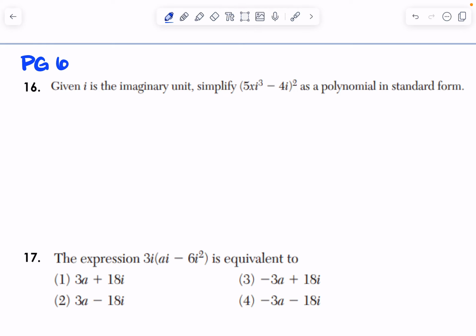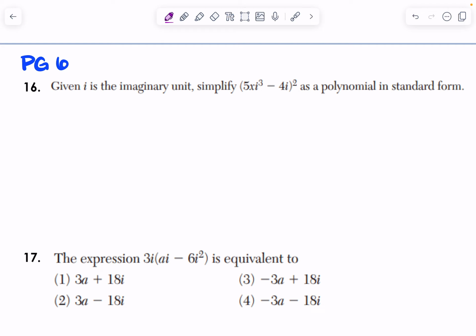Hey guys, we're going to be starting on page 6, number 16. Let's do a review of what we went over today with the imaginary and complex numbers. So page 6, number 16. This is a Regents problem. And like I said, this is a common type of problem. They love to give you guys something like this as usually a 2-point problem.